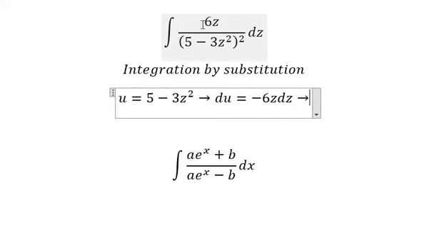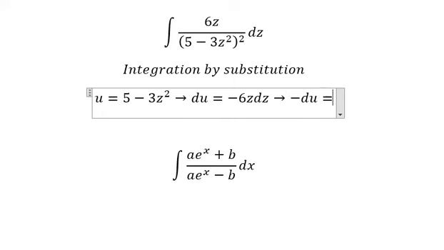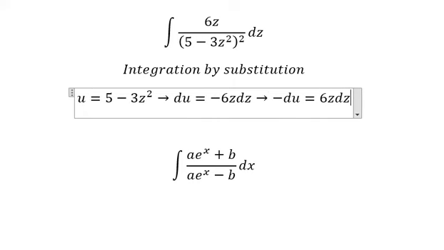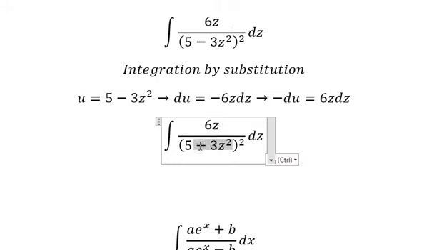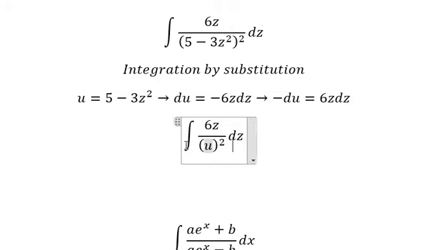Because we don't have the negative sign in here, we can put the negative next to the u. So this one we change by u. 6z dz we change by negative du.